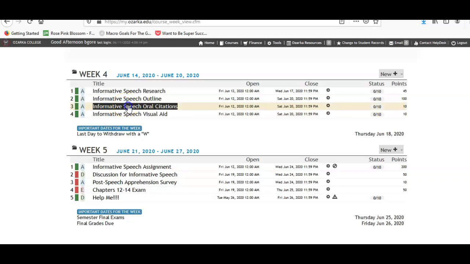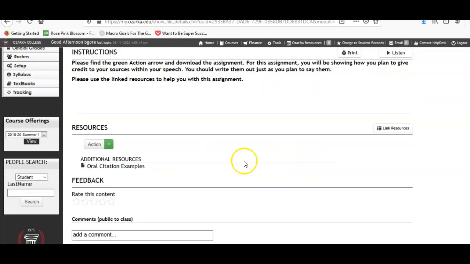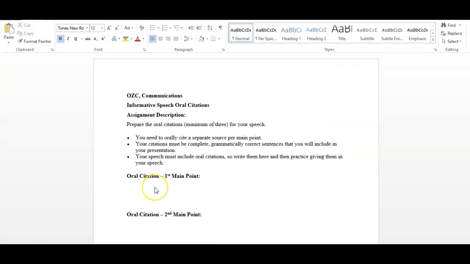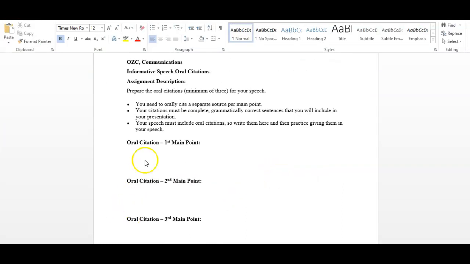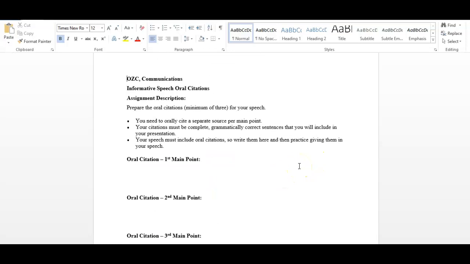So the next thing you're going to do is tell me your oral citations. This is just a really short assignment. Click the green action arrow and download the assignment. This is what the assignment looks like. Literally save it, because you need to hit save to let you type, and then you can just type your answers here. Okay. You need at least 3. I'm listening in your speech to catch these.